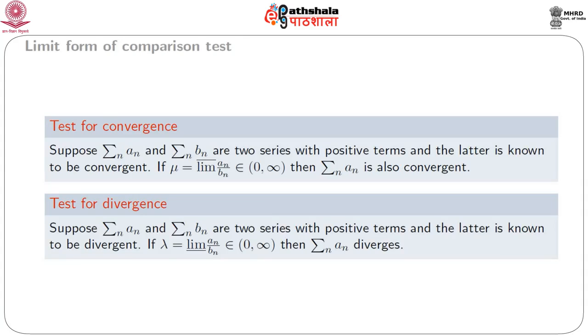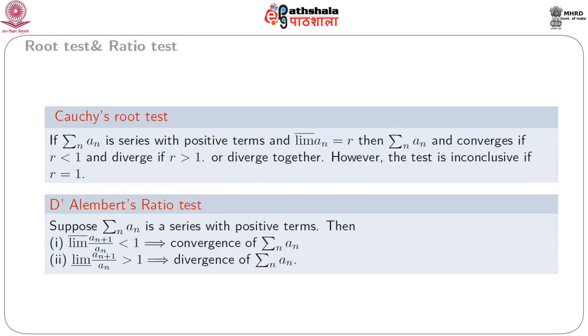Next, we shall discuss two important tests which are known as root test and ratio test. So let us start with Cauchy's root test. If summation a_n is a series with positive terms and limit superior of the nth root of a_n equals r, then the series summation a_n converges if r is less than 1 and diverges if r is greater than 1. However, the test is inconclusive if r equals 1.